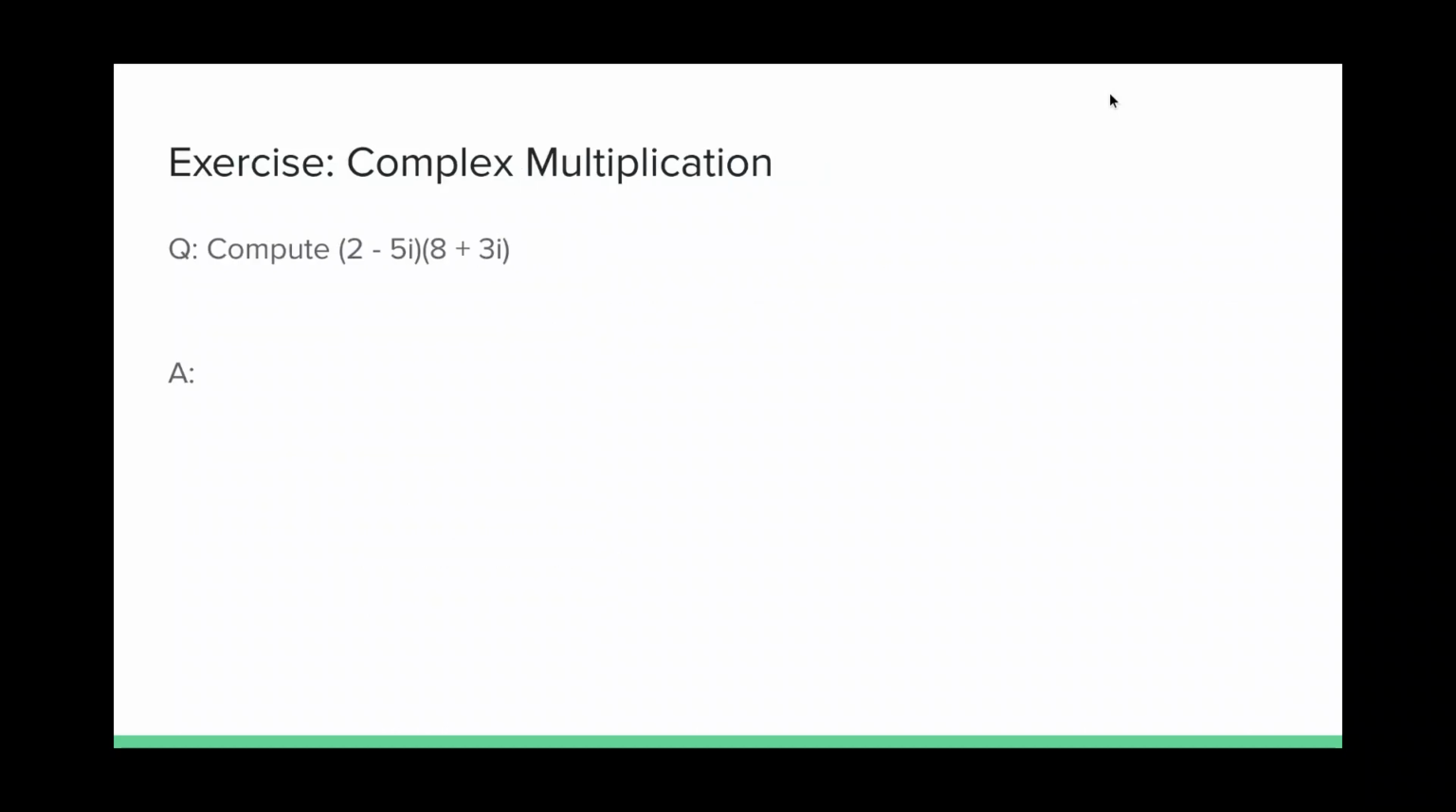I'll pause this video, so try and compute this complex number multiplication: 2 minus 5i and 8 plus 3i. Pause it, have a go and come back and we'll go over the answer. The answer you should have got is 31 minus 34i. So we've got 2 times 8 is 16, 2 times 3i gives you 6i, minus 5 times 8 gives you minus 40i, and then minus 5i times 3i gives you minus 15i squared, but our i squared becomes minus 1, and so you get plus 15, giving you 31 minus 34i.